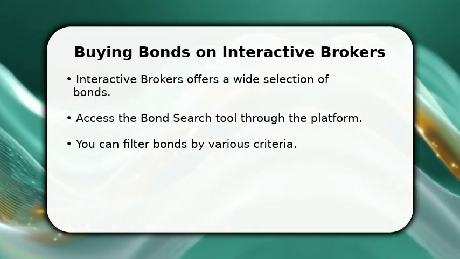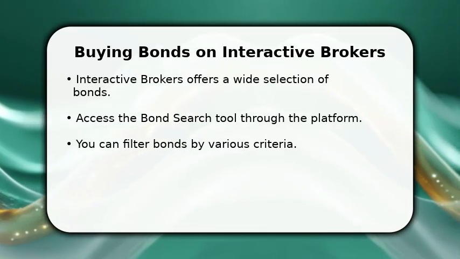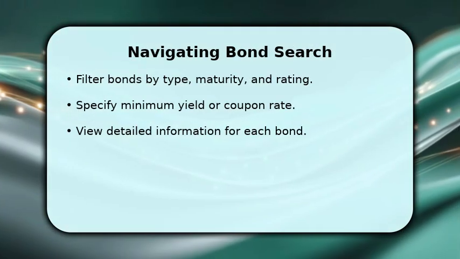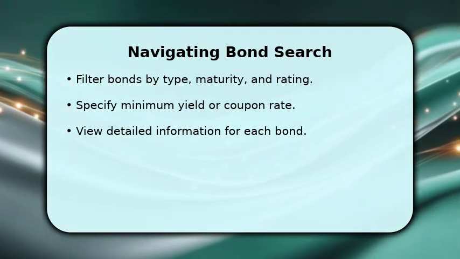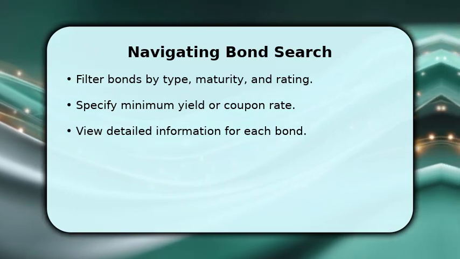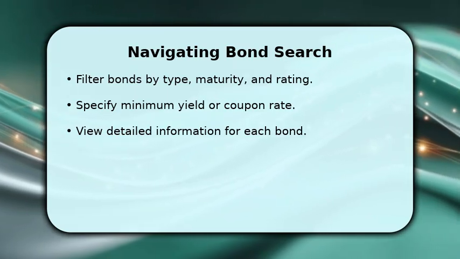It's designed to help you find the right bonds for your investment goals efficiently and effectively, making the process straightforward. Once in the Bond Search tool, you'll see various filtering options. You can refine your search by bond type, such as corporate or municipal, and set desired maturity dates.